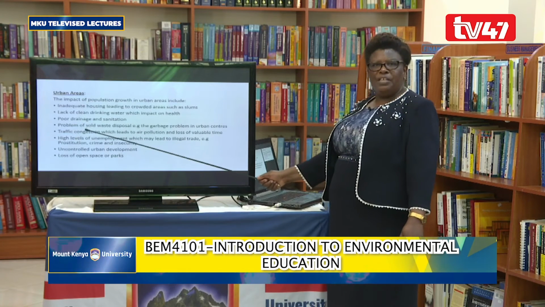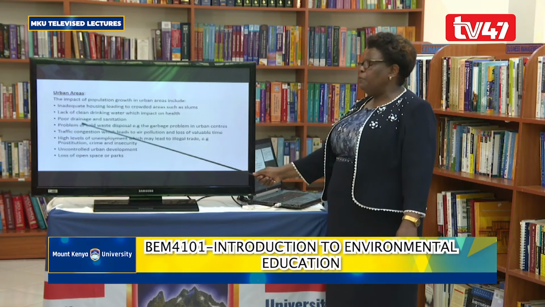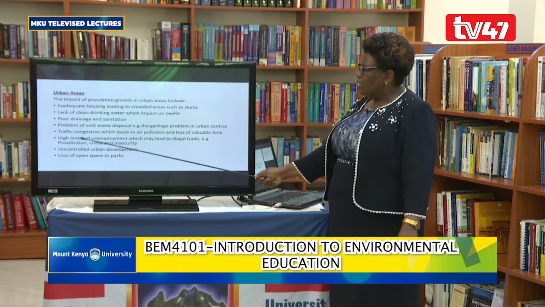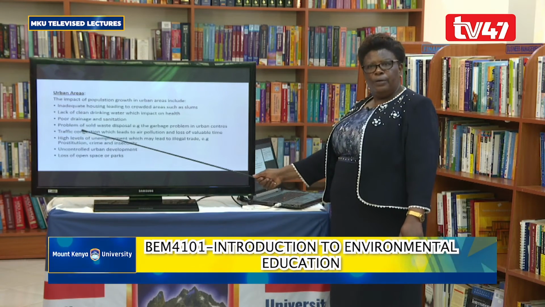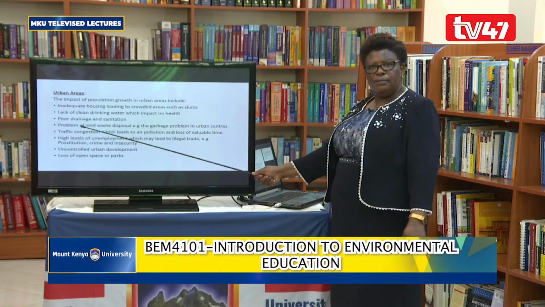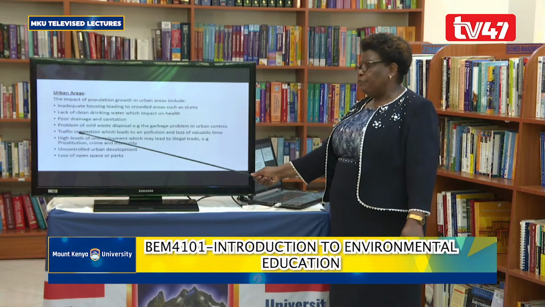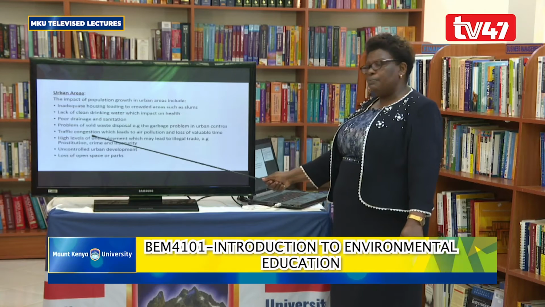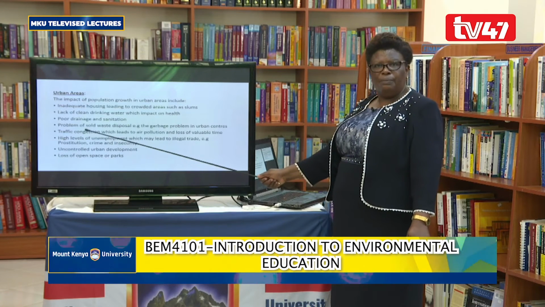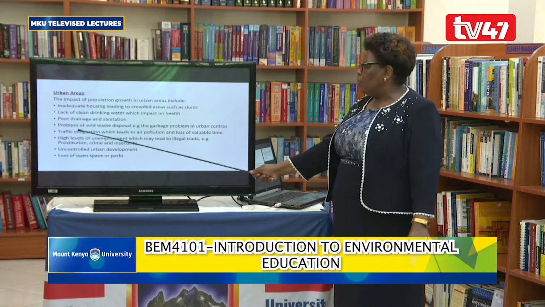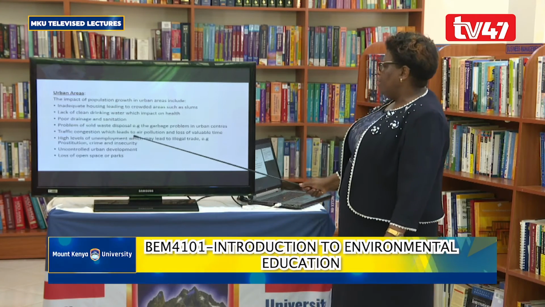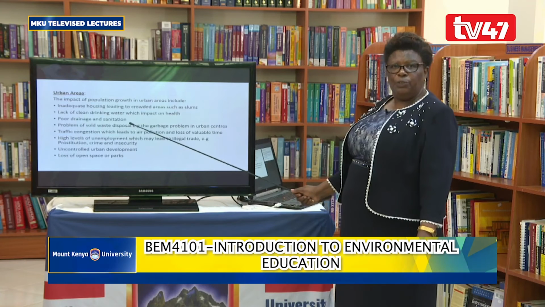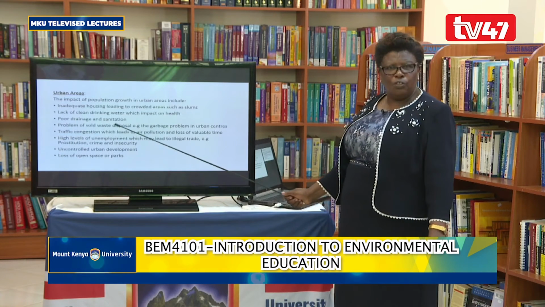The other major problem that comes with rapid population in urban areas is traffic congestion. Many people are driving their own cars. This brings about traffic congestion. We see a lot of jams in our major roads, the matatus and all that. There is a lot of congestion, and this traffic congestion will in turn bring about air pollution. It will also bring about loss of valuable time.